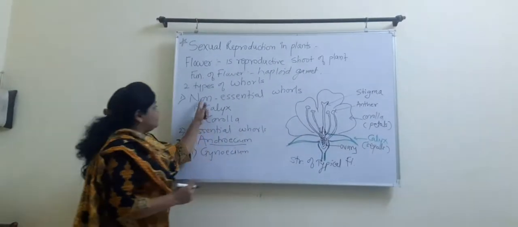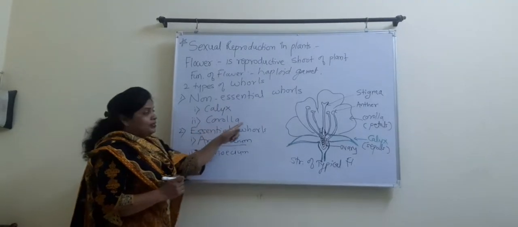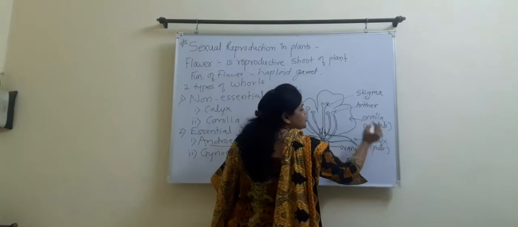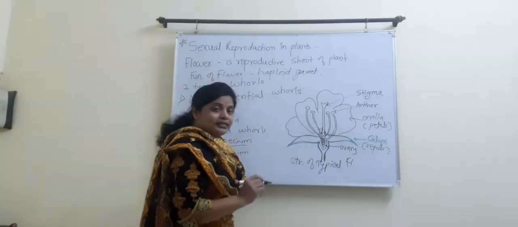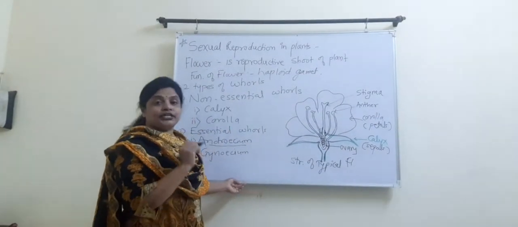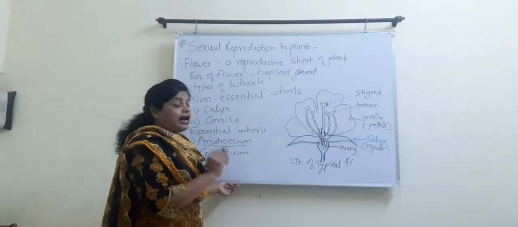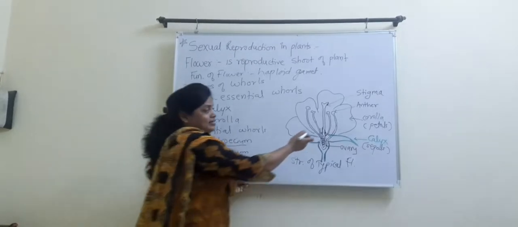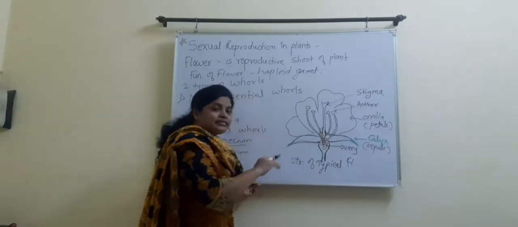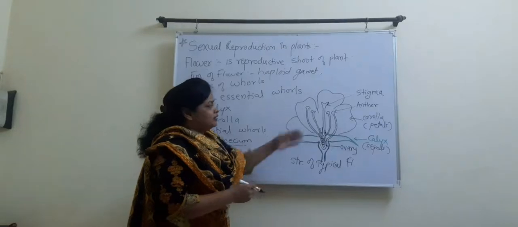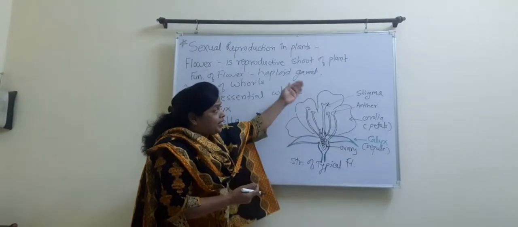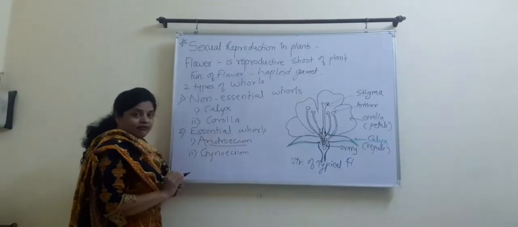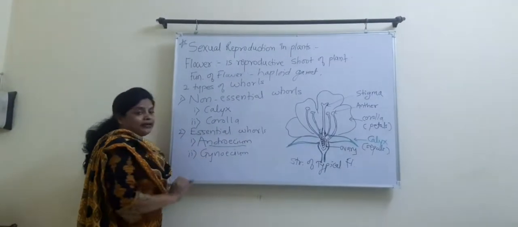Next, the other non-essential whorl is the corolla. The corolla consists of individual petals. Petals of flowers are bright in color, so they attract insects for pollination. This is their function, and being the second outermost whorl, they also protect the innermost parts of the flower. Now, the essential whorls of the flower, androecium and gynoecium.